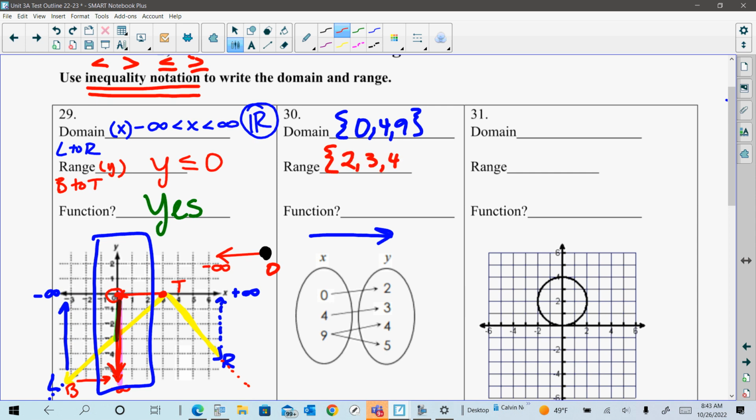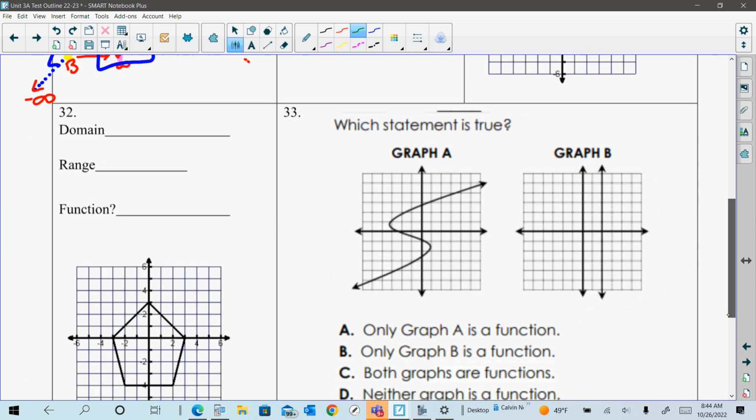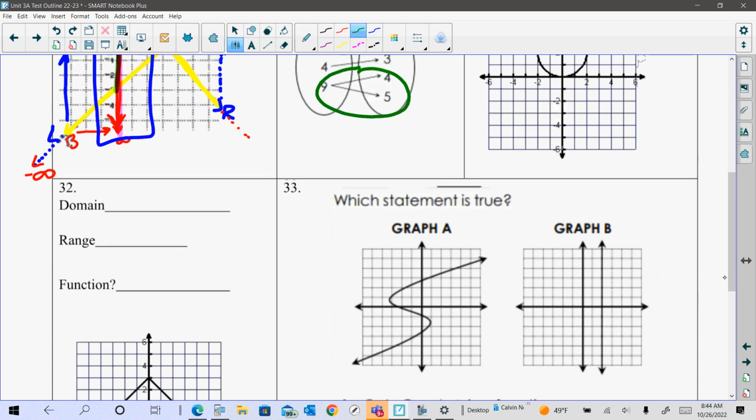2, 3, 4, 5. Is this a function? No, it is not. Why not? Yeah, you have 9, 4 right here, and 9, 5. The 9 repeats. So this is kind of similar to what you have to do on homework. We'll go to the next page.